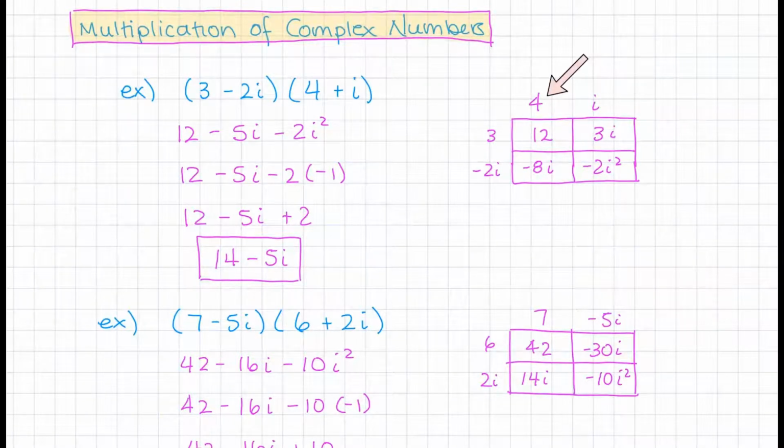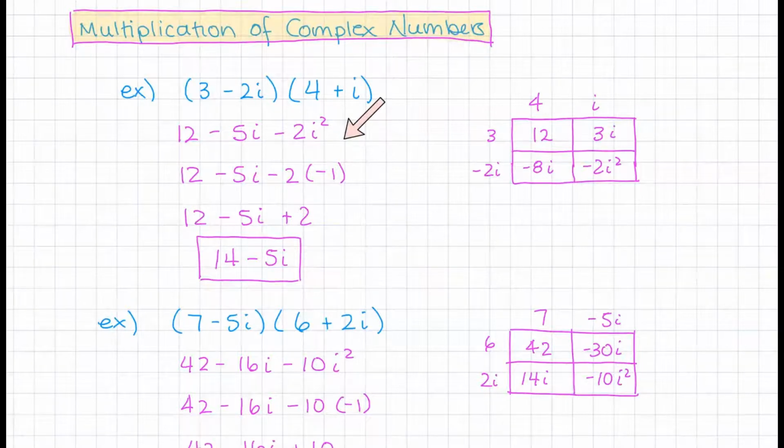3 times 4 is 12. Negative 2i times 4 is negative 8i. 3 times i is 3i. And negative 2i times i is negative 2i squared. And then, like normal, we have our like terms here. So negative 8i plus 3i is negative 5i. But there we go. So this first line is just like it was if it was a variable x.